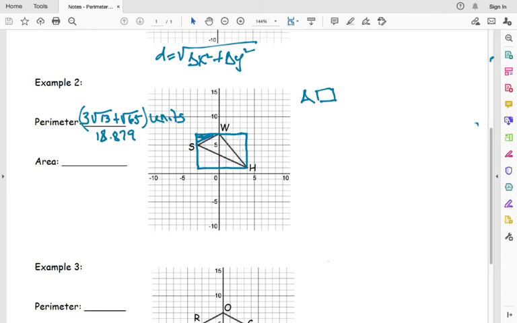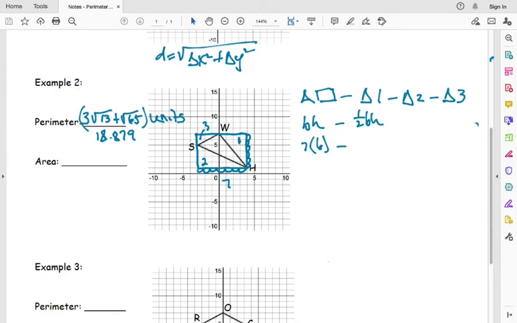So I'm going to erase those. So we're going to do the area of the rectangle minus the area of triangle 1, minus the area of triangle 2, minus the area of triangle 3. This is going to be 1, 2, and this one will be 3. All right, so this rectangle has a base of 1, 2, 3, 4, 5, 6, 7. So when we do our base times height, we'll do 7, and then my height is 1, 2, 3, 4, 5, 6. Okay, when I do the triangle, I'm going to do 1/2 base times height.